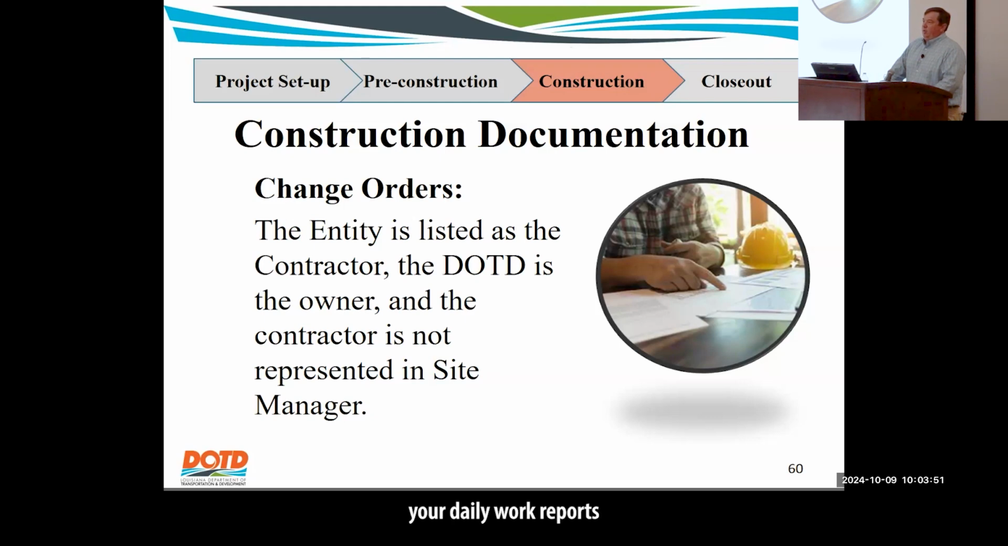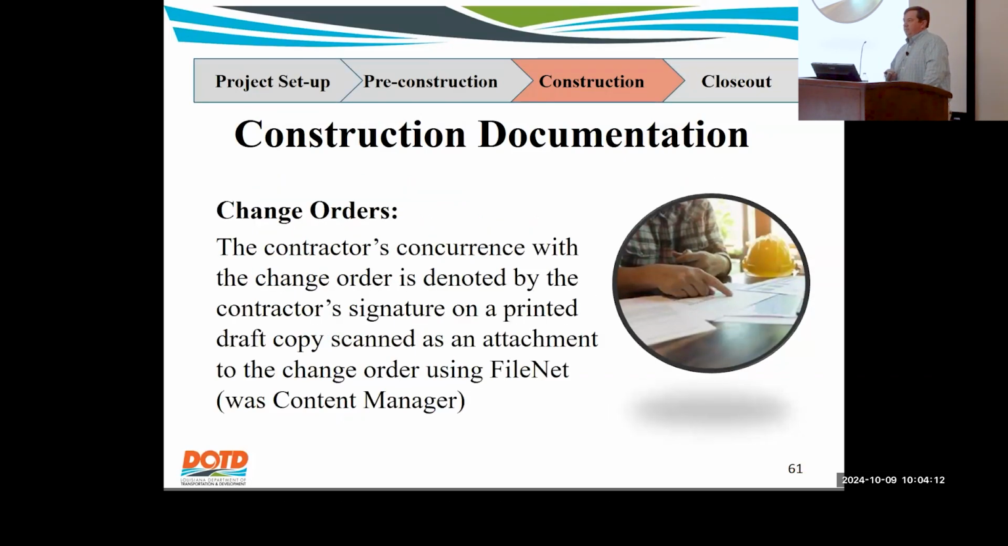So when you're doing your daily work reports and the prime contractor is doing the work, if you're Baton Rouge, you're going to list Baton Rouge as the prime contractor. If it's a subcontractor, the subcontractors will be listed once they're approved, so you can assign them as having done the work. But when the prime contractor does the work, assign the entity as that prime contractor.